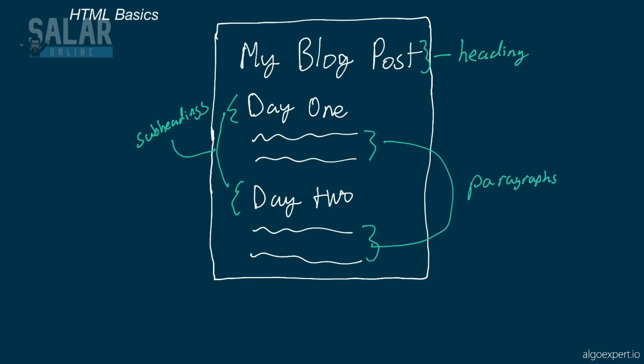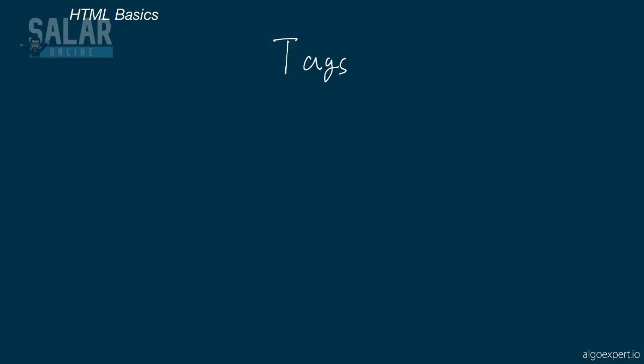But that does bring up a question. How do we actually make these annotations? What does that syntax look like? Well, we use a syntax known as a tag, and a tag is just that. It's an annotation for content in HTML. So if we had some text, say hello world for example, and we wanted to annotate this as a paragraph, we would use the paragraph tag, which is represented by the letter P.